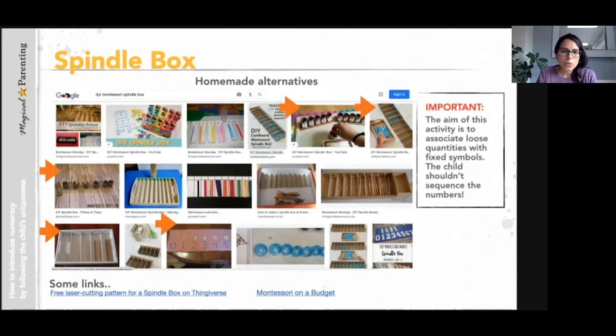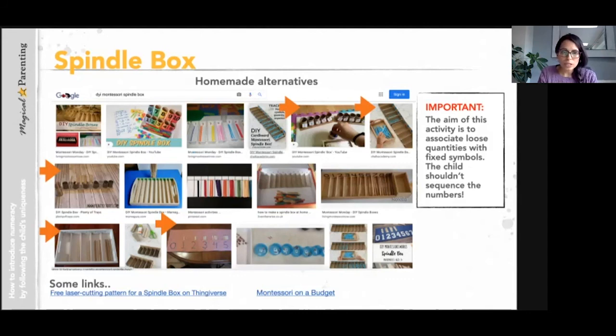I actually, on this, and again, very important, the aim of this activity when you create it is, as I said, to associate the loose quantities with the fixed symbols. So the child shouldn't sequence the numbers. It should be from 1 to 10, you need to put it for them, because the aim is not for them to put them in sequence. That would be too much. It's just about matching the quantity, and they will always be exposed to the sequence while they're doing that.